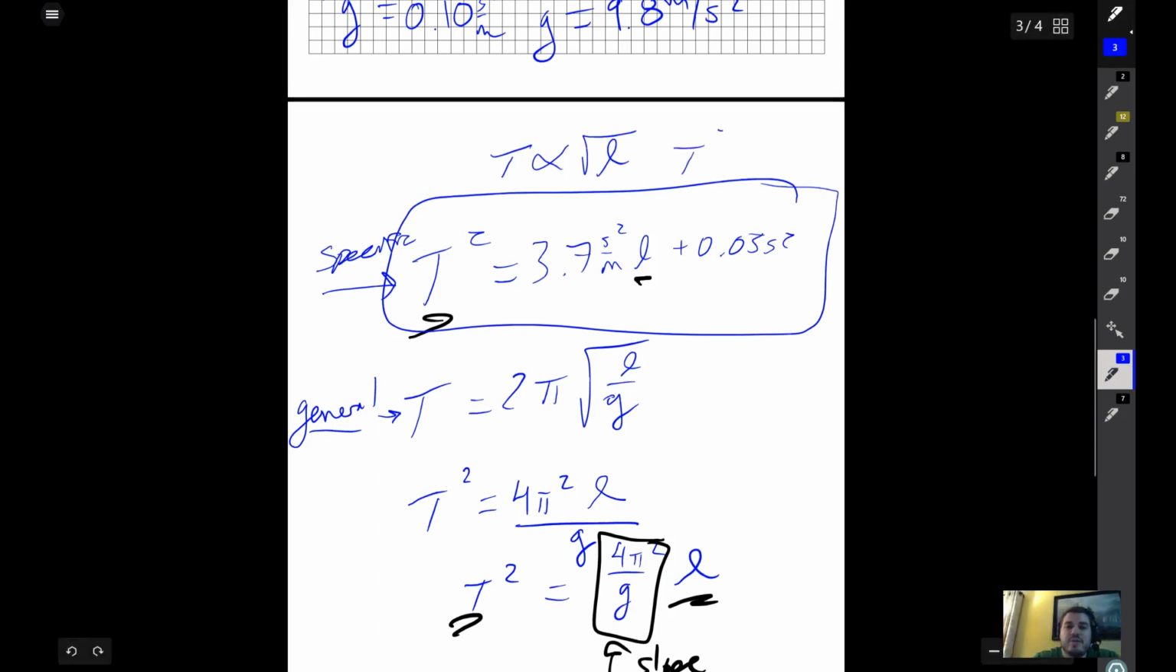Or the period squared is directly proportional to the length. That's the one relationship we have. So we saw that as we increase the period squared, the length proportionally increased too, and vice versa. G is a constant. If we went on a different planet, we would have a different value for that slope. But otherwise, the other thing that's important to point out here is that mass was not a factor. We had washers of different masses, and they didn't matter.